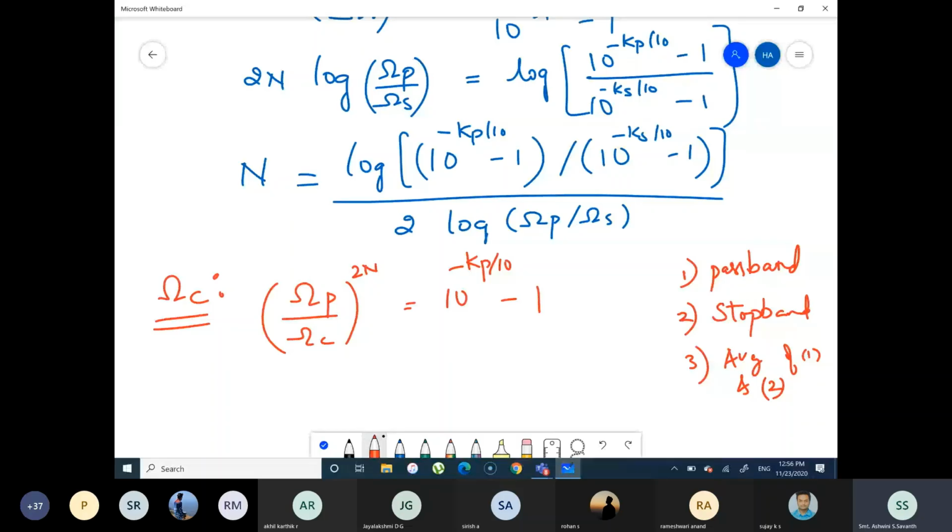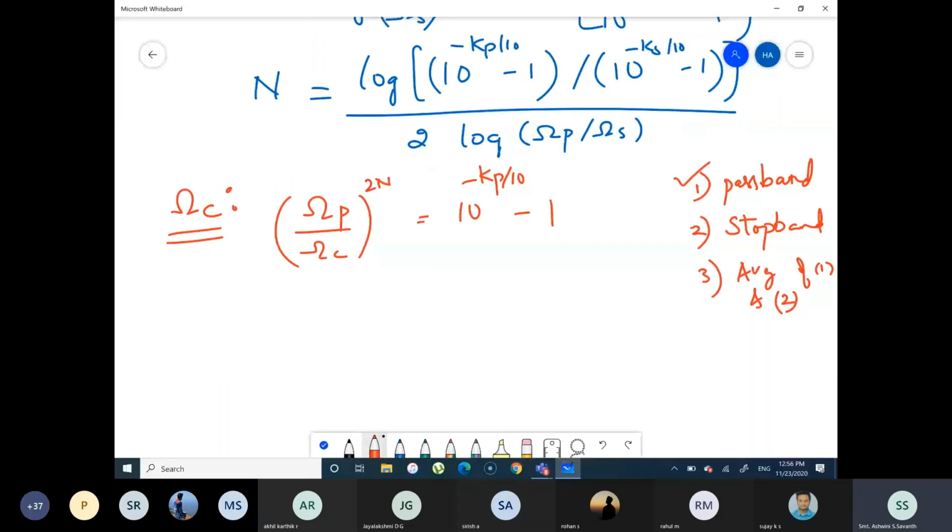Otherwise, we just prefer to take the first option. If it is not specified in the problem, we prefer to take the first option, that is, the cutoff frequency satisfies the passband requirements. What I mean by passband requirements is that you calculate omega c using omega p. That's all. So, this equation 2 that we have written, can we write down the expression for omega c here?